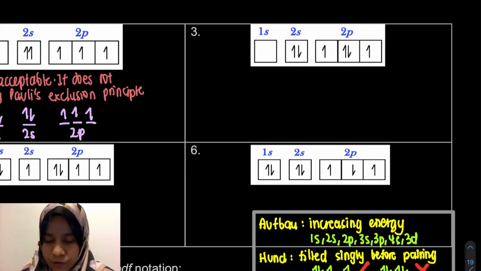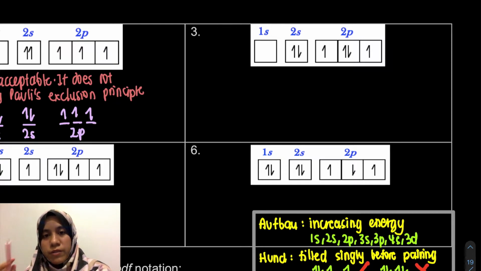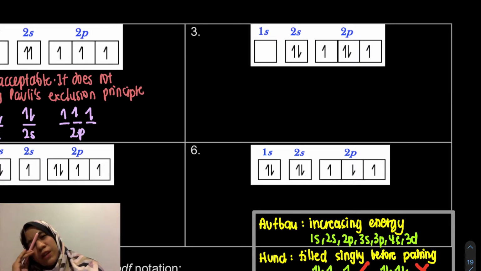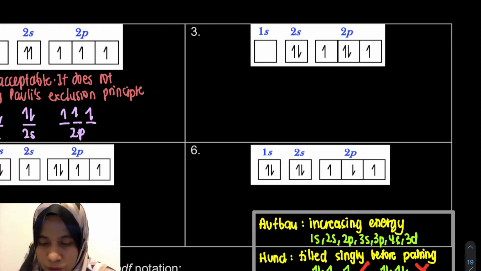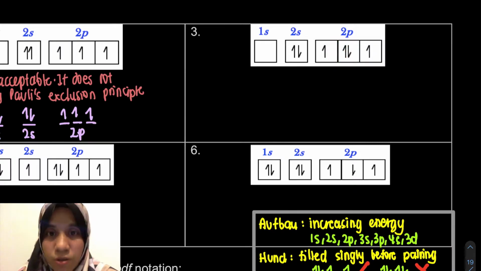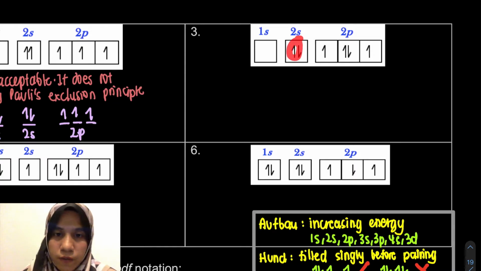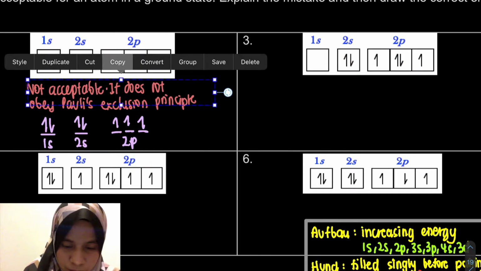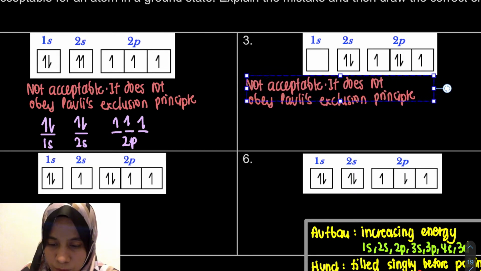For the question number 3, let's look. Okay, this one, 1s is not filled. So first and foremost, it must be in order of increasing energy. So here, it does not obey the Aufbau principle. Next is Hund's rule. This one actually does not obey Hund's rule either. It should be filled in the first boxes first. And then for the Pauli exclusion principle, that is correct because all the electrons have opposite spin. The ones that pair up have opposite spin. Okay, so I'm going to copy and paste this, just write not acceptable. It does not obey the Aufbau principle and Hund's rule.